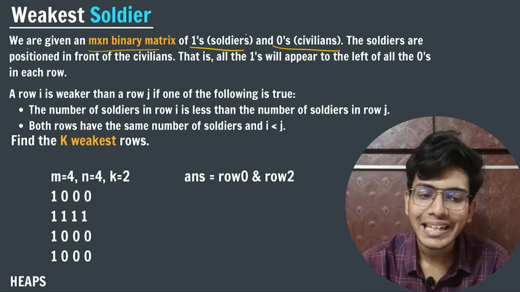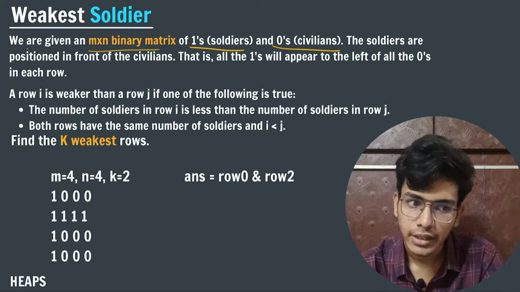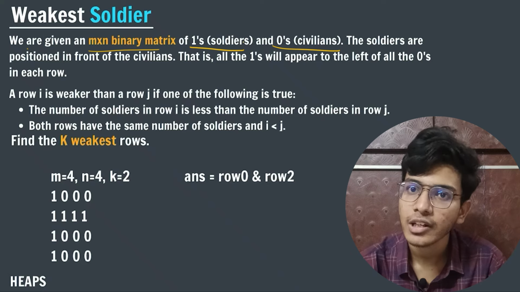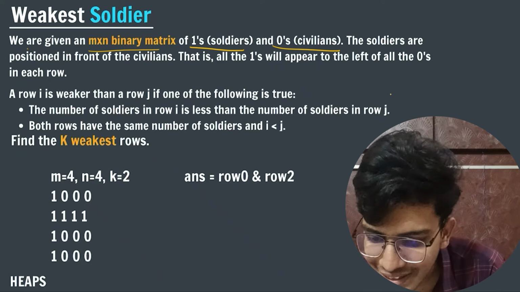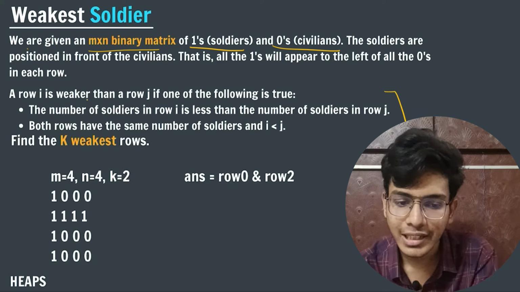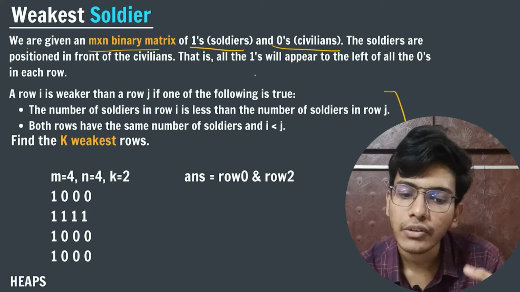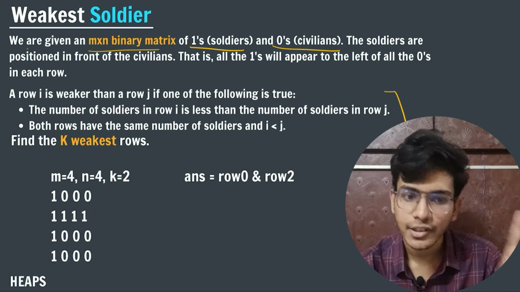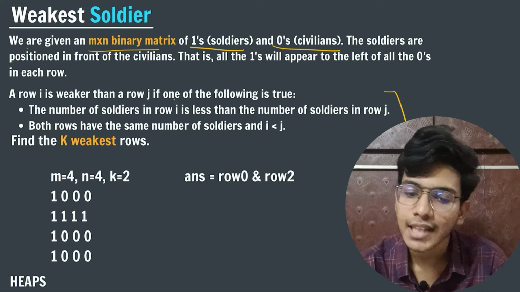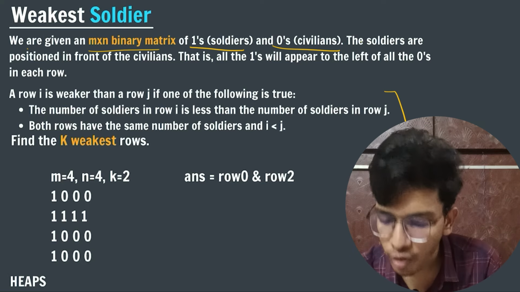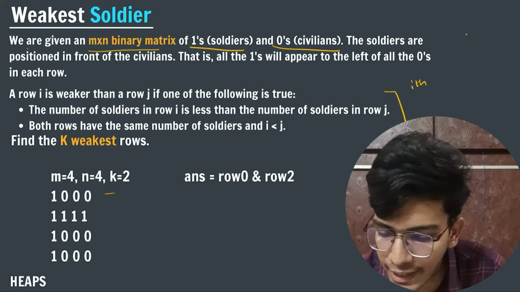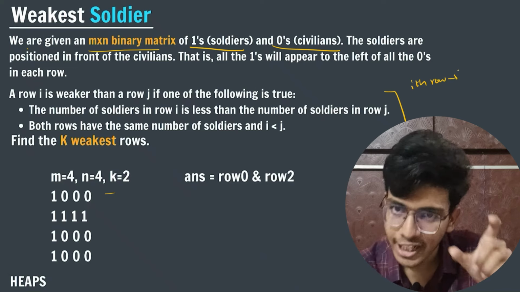Now I need to tell whether a given row is a weak row or not, and we can tell that based on two conditions. The first condition: row i is said to be weaker than row j if one of the following conditions is true. Condition 1: the number of soldiers in row i is less than the number of soldiers in row j. For example, let's say this is the ith row, and in the ith row the number of soldiers, the number of ones, is x.